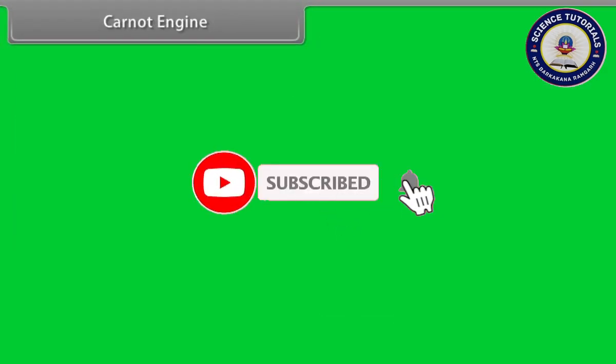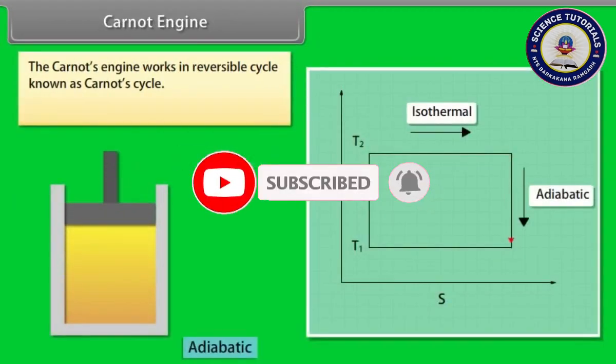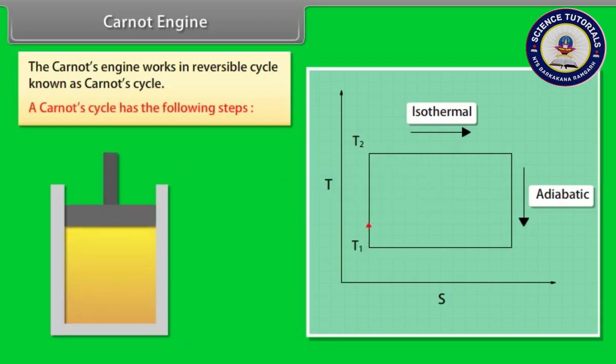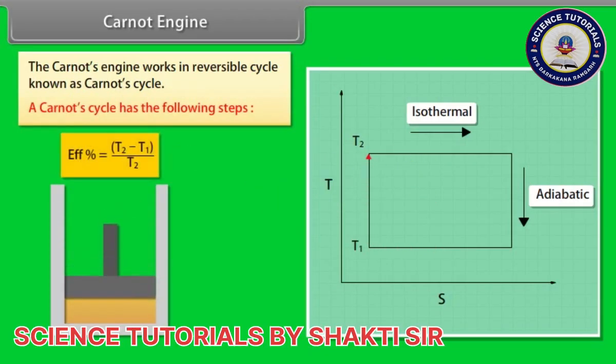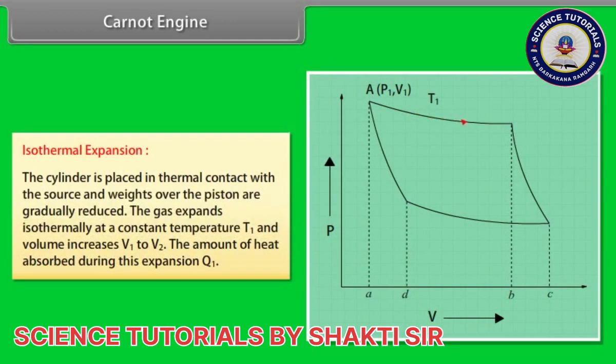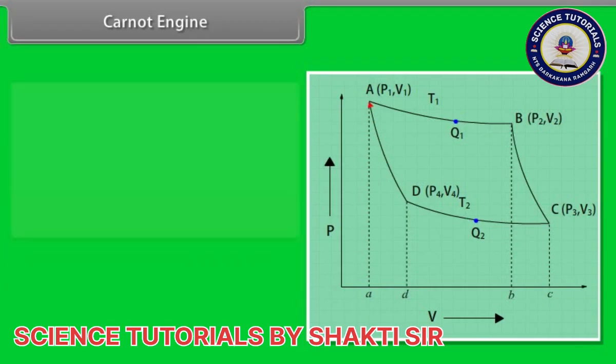Carnot engine. The Carnot engine works in a reversible cycle known as Carnot's cycle. A Carnot cycle has the following steps. Isothermal expansion. The cylinder is placed in thermal contact with the source and weights over the piston are gradually reduced. The gas expands isothermally at a constant temperature T1 and volume increases from V1 to V2. The amount of heat absorbed during this expansion is Q1.